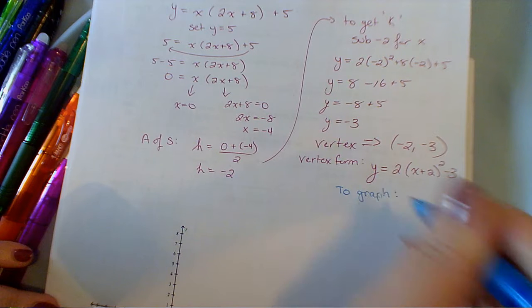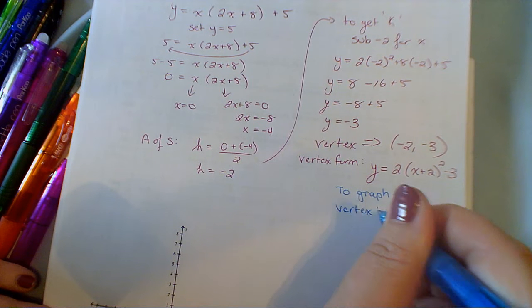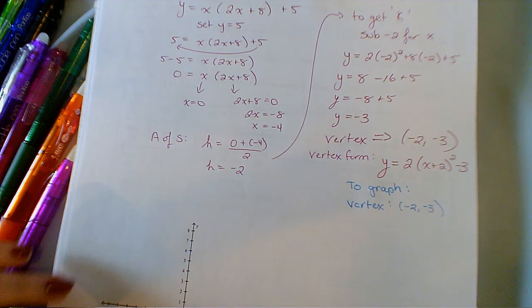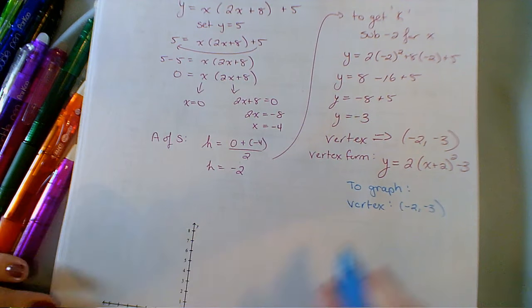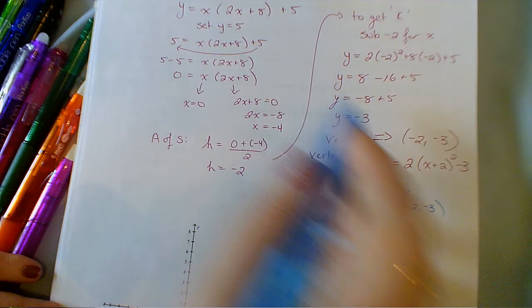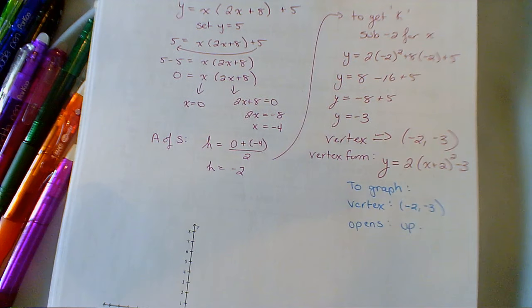Remember, as a review to graph, you get out the vertex: negative 2, negative 3. Go there. Plot that point, negative 2, negative 3. Which way does it open? Well, it's a positive in the front, so it opens up. All right, that was step 2.